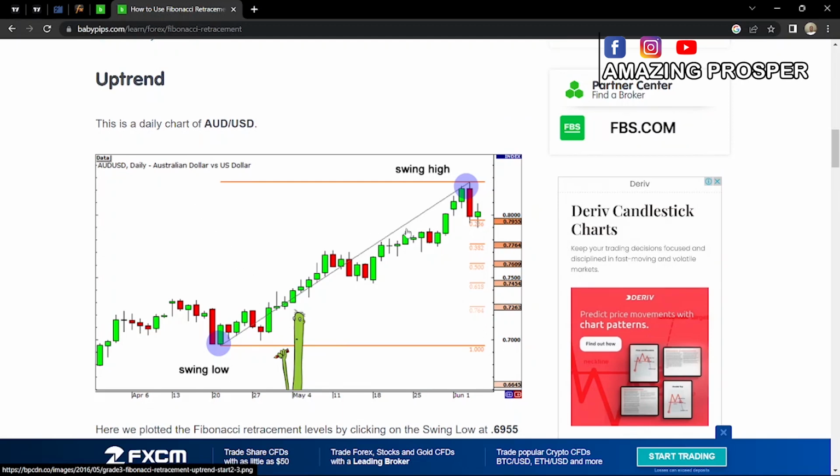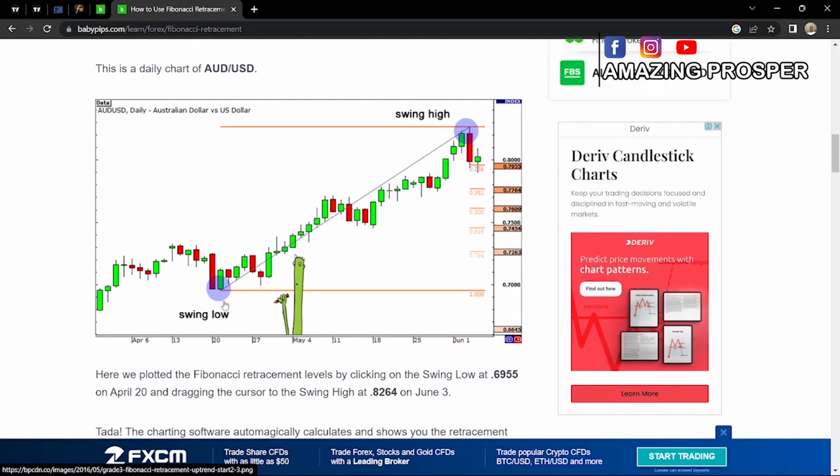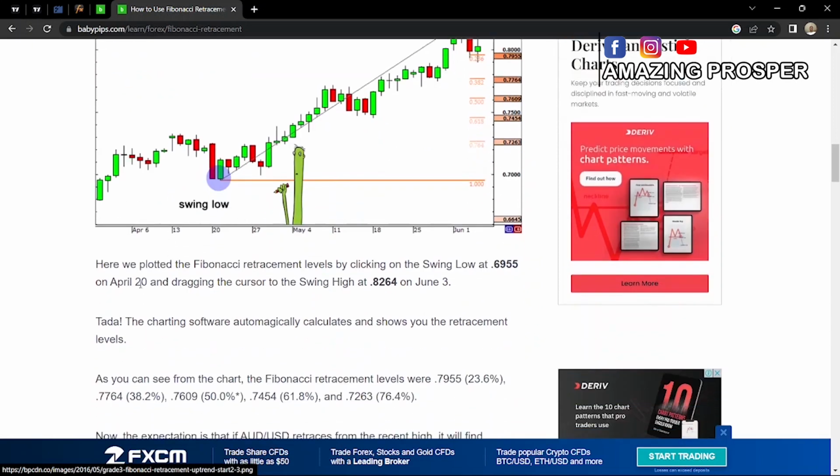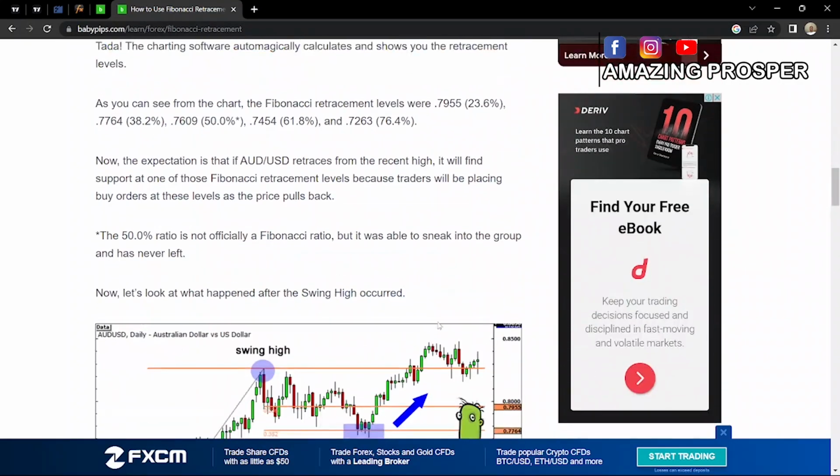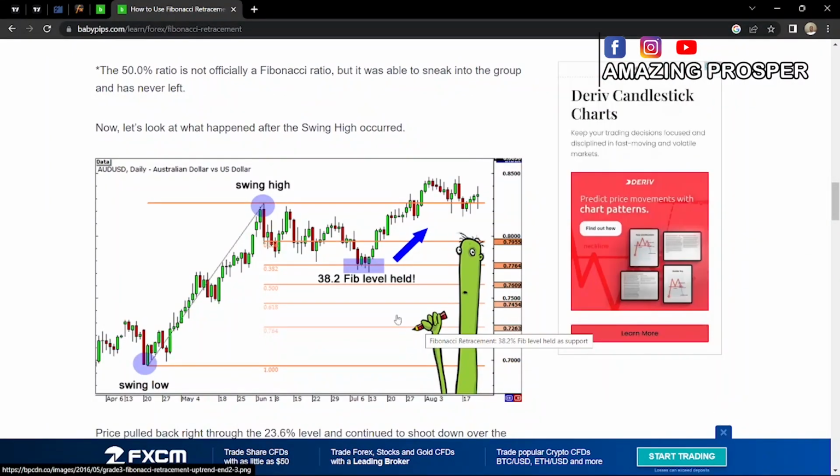You can see here, an uptrend always starts from the left to the right. Yeah, from the left to the right. This is how to plot a Fibonacci retracement level, by clicking on the swing low. Okay, so let me teach you guys how I do mine on the chart.